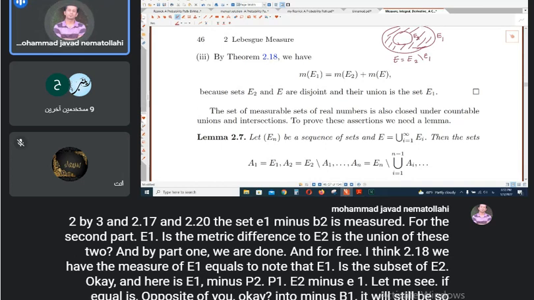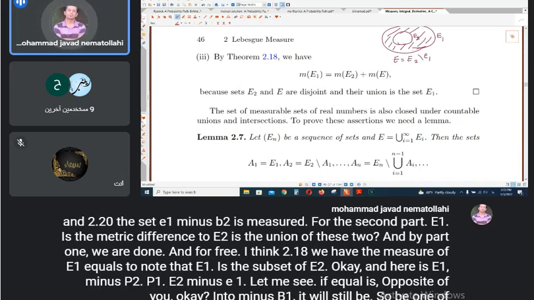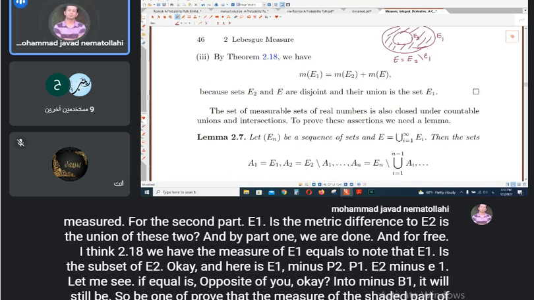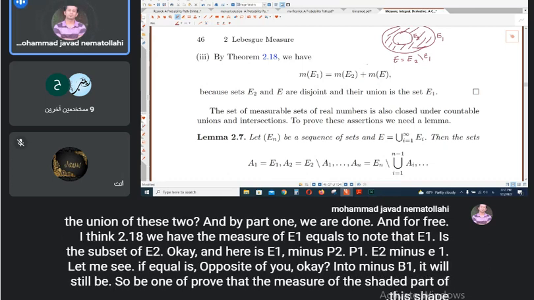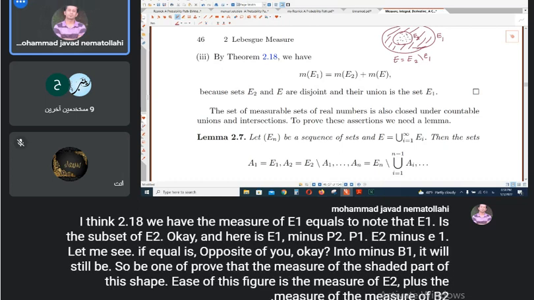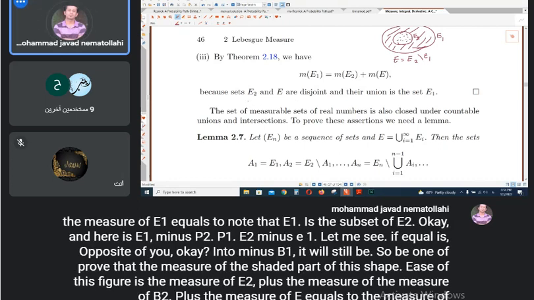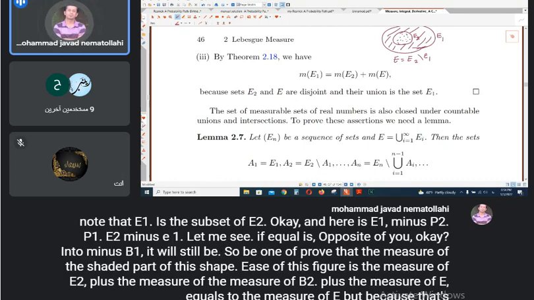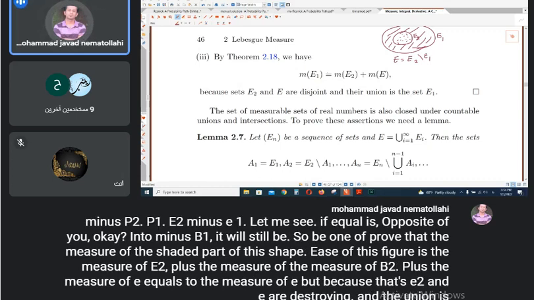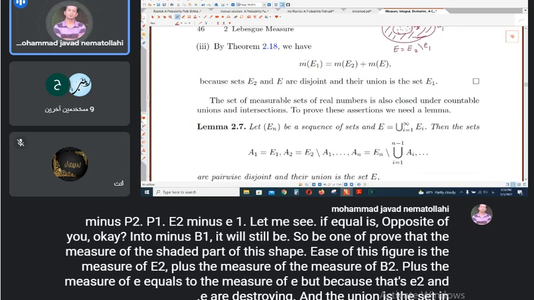So we want to prove that the measure of the shaded part of this figure is the measure of E2 plus the measure of E. The measure of E2 plus the measure of E equals the measure of E1, because sets E2 and E are disjoint, and their union is the set E1, and we are done.